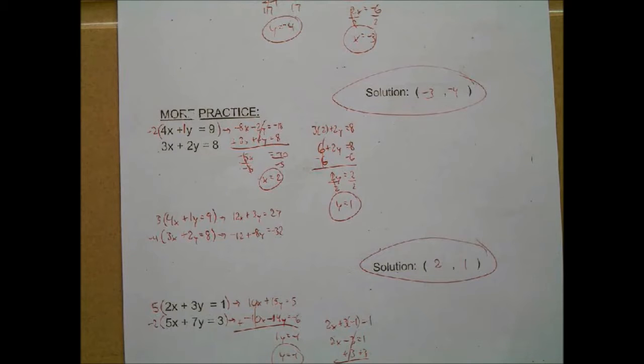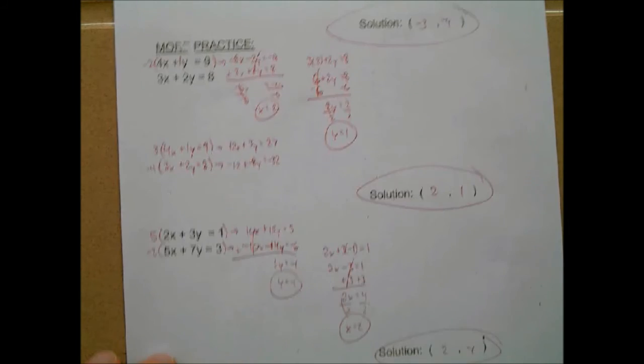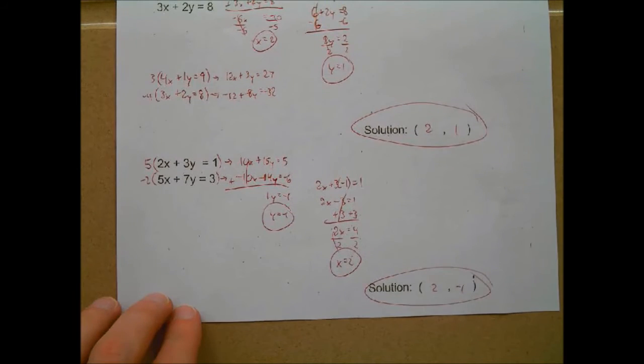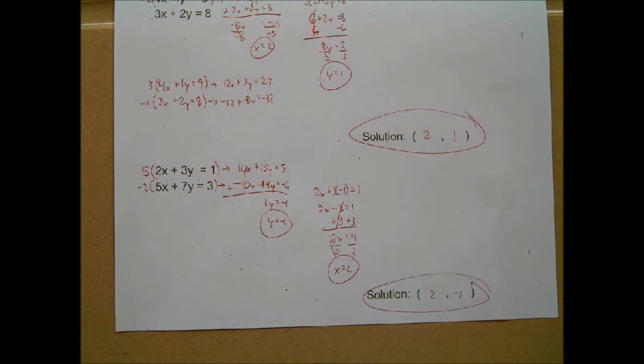All right, last one then. 2, -1. Ugh, not very exciting, right? 2, 1, and 2, -1. There they are. Okay. Questions on either of those two? Feeling good on that stuff?